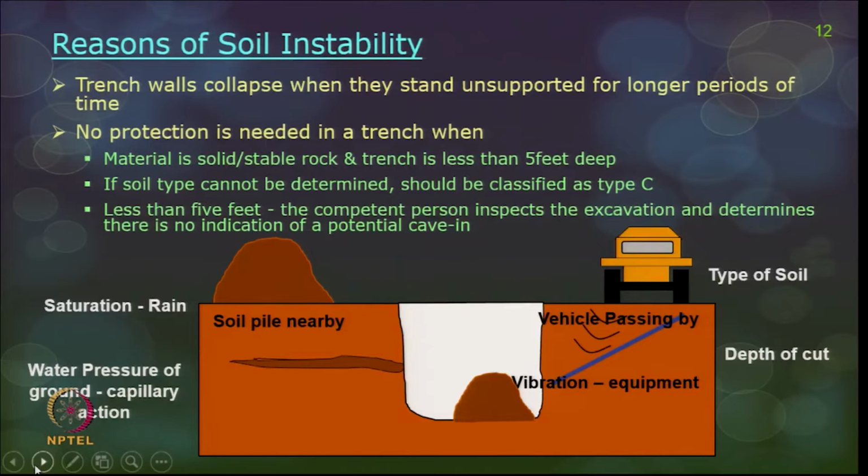The trench walls collapse when they stand unsupported for a long period of time. Okay. You are cutting the earth and the side portions are standing firmly. It won't be standing firmly for longer hours of duration. Okay. Maybe for some time it can stand, and before that you should put proper safety precautions so that it is all standing firm. If you leave the earth as such without putting a safety barrier or barricade in terms of shoring or shielding, then automatically it starts collapsing and it closes the trench opening which you have done.